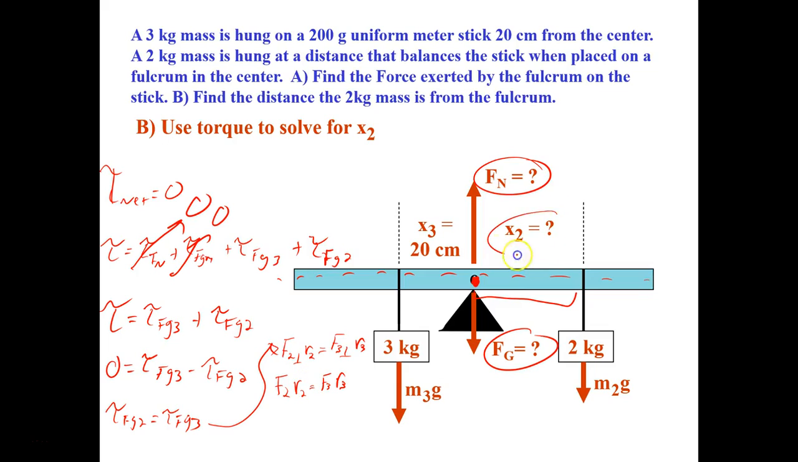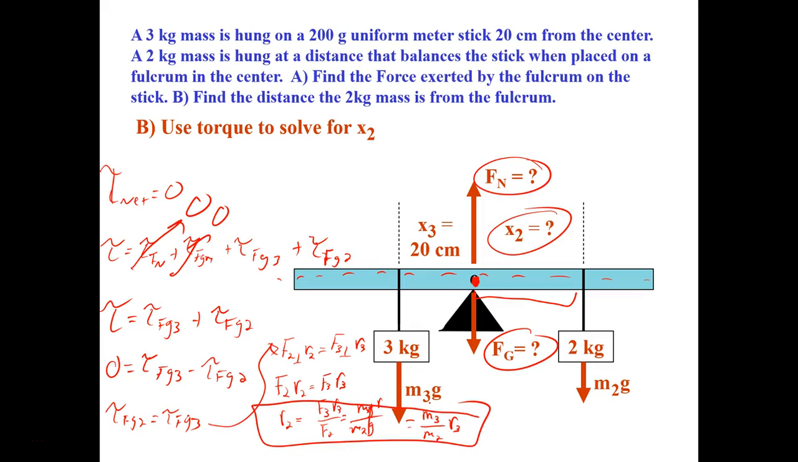We want to know what that radius 2 is, or this x2 here. So R2 is going to be equal to F3 times R3, all divided by F2, or m3 g R3 over m2 g. The g cancels out, and we're left with our distance being the 3 kilogram mass divided by the 2 kilogram mass times the radius, or the distance, of our 3 kilogram mass. So that is how that problem is solved.